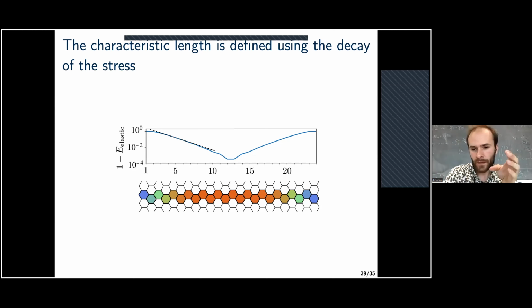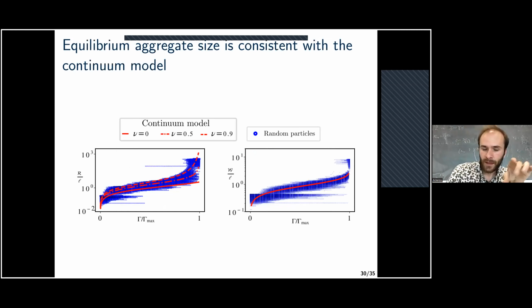And what we can do is similar to before. We compute the energy of disks of random particles of different sizes, and we pick the preferred size as a function of gamma, the surface tension of our system. And we do the same for fibers. And as you can see, that creates this kind of shape.